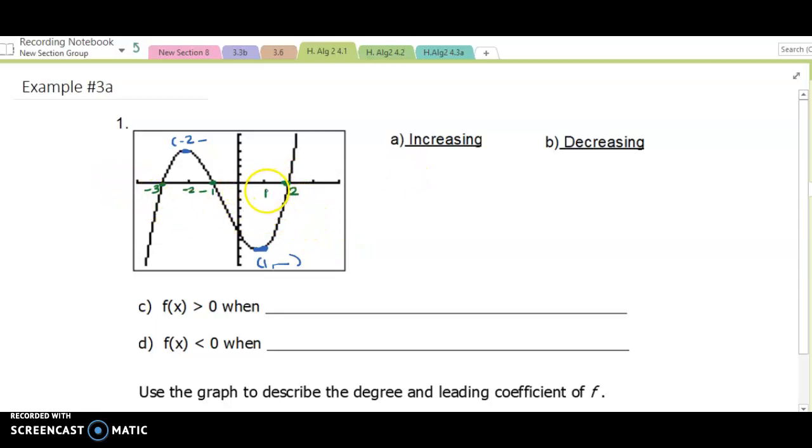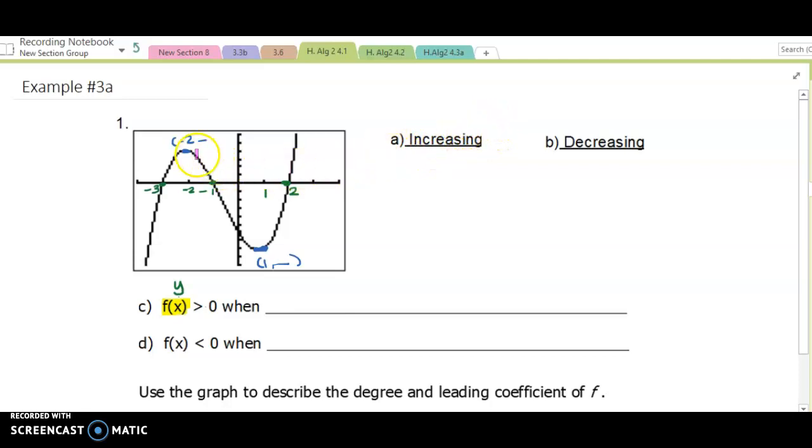We're going to look at this picture and determine when this graph is increasing and when it's decreasing. We're going to use interval notation here, not the "to the left of" and "to the right of" that the book showed us. And then we're going to find when f of x is greater than 0 and when f of x is less than 0. Now remember, f of x is the same thing as y. So when is the y value greater than 0 and when is the y value less than 0? Okay, so let's do increasing and decreasing first.